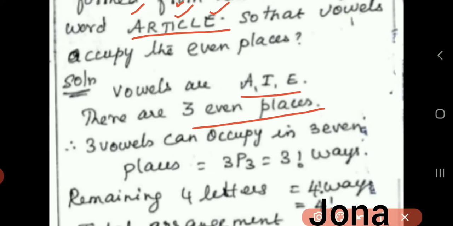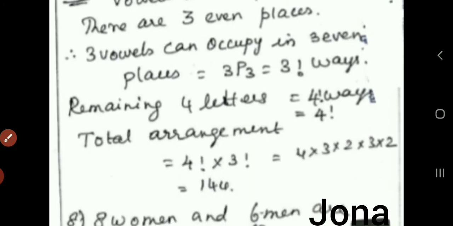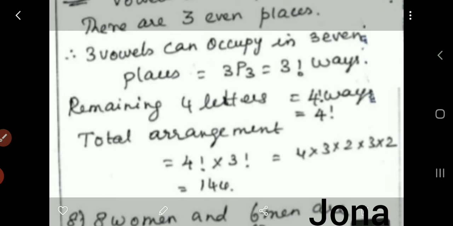So 3 vowels can occupy the 3 even places. That is 3 factorial ways. We have 3 vowel letters, and they can occupy 3 even places, so we can say this as 3 factorial ways. The remaining 4 letters we can arrange in 4 factorial ways. So total arrangement is 4 factorial into 3 factorial.